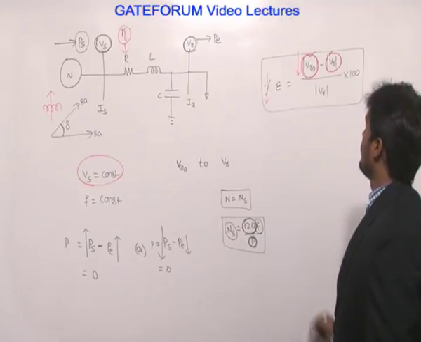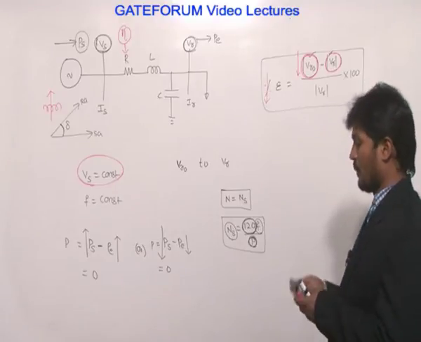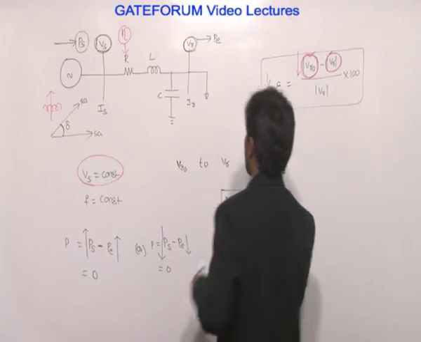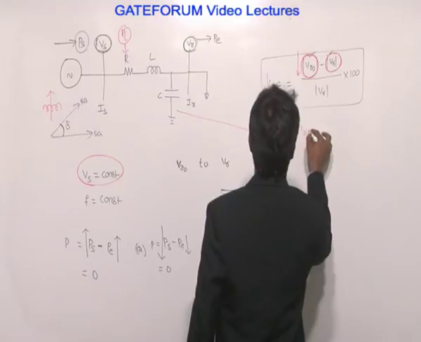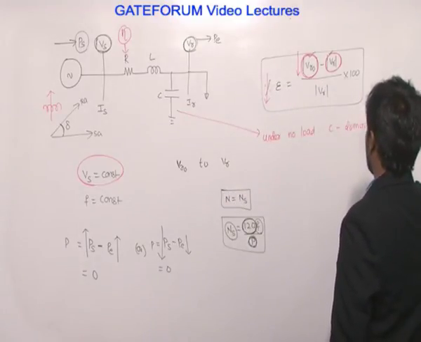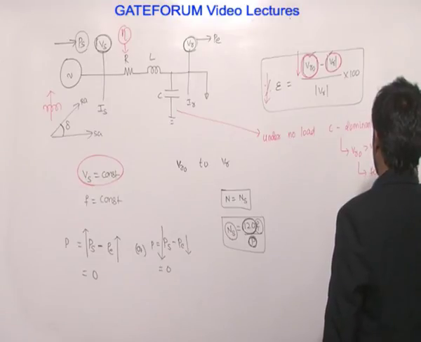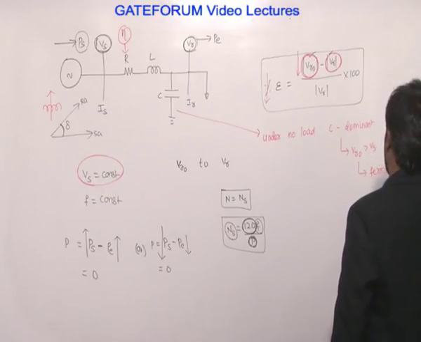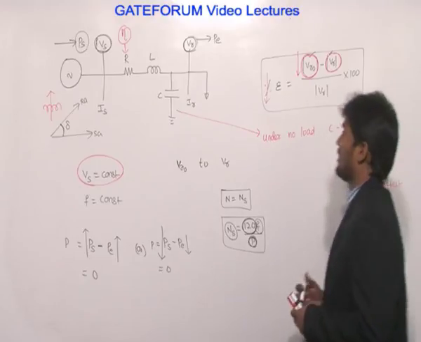Now, why does the change of voltage at the load point occur? Under no load condition, capacitance is dominant. Therefore, voltage at the receiving end is greater than sending end voltage, which is called the Ferranti effect.